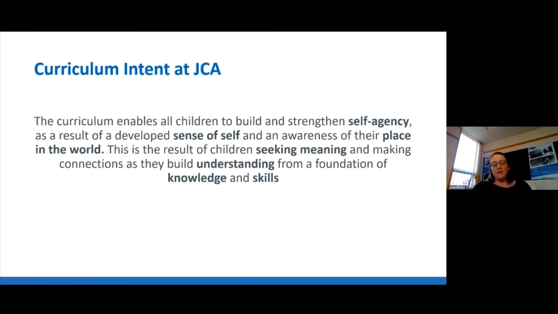So we have a well-planned five-year curriculum within a JCA, and the intent of our curriculum is there on the screen. You can see again that we are trying through our curriculum to develop that sense of self and place, and ultimately develop our students' self-agency. Because we have this strong curriculum, it means that at John Cabot, we get consistently strong results.